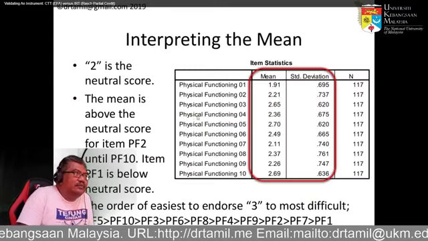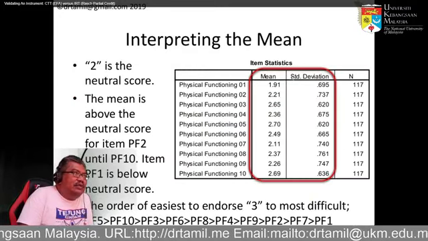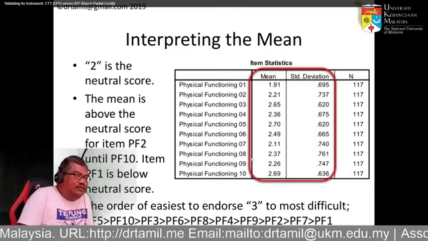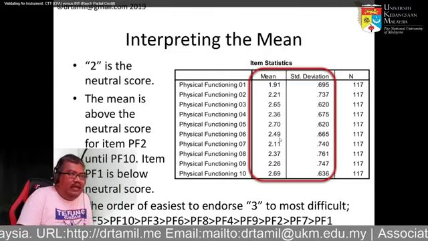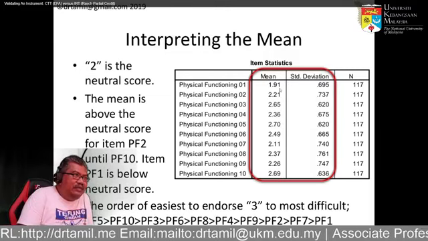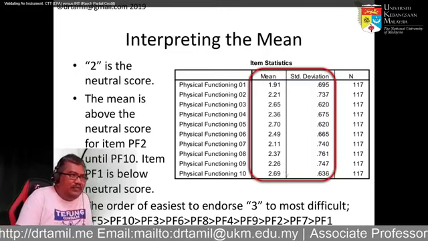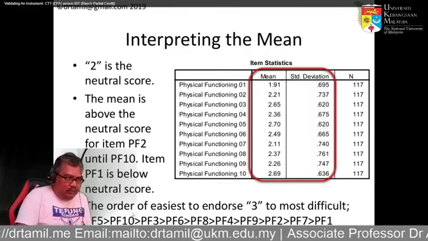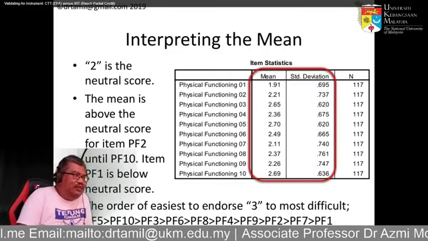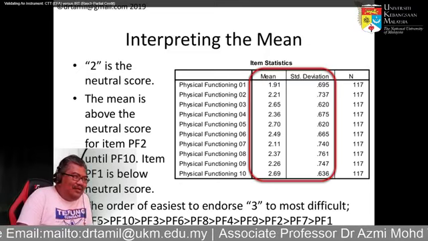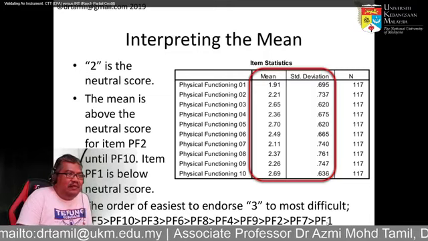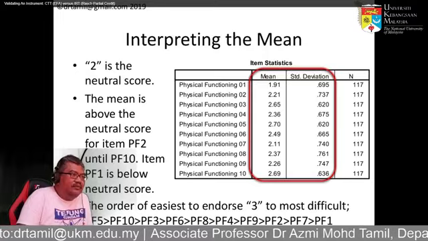0.869. Okay. So please take note, since 2 is the neutral score, the mean above neutral score means that people score higher. So you can see here, everything is higher except question number 1. So question number 1 is very hard for people to achieve. The order of easiest to endorse is 3 to the most difficult. So the easiest is PF5 and the toughest is PF1 in terms of order.